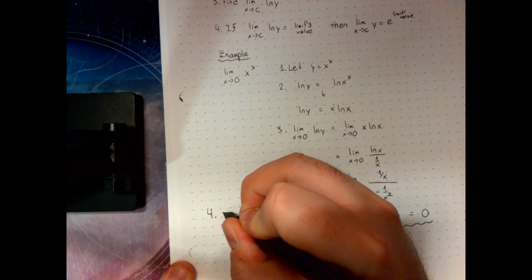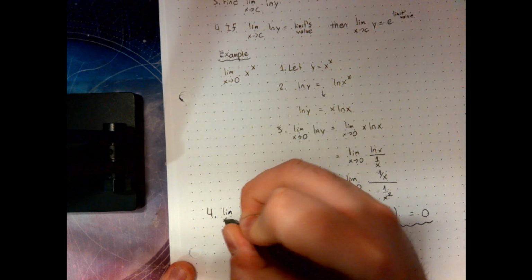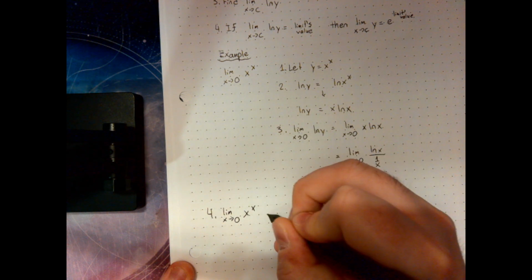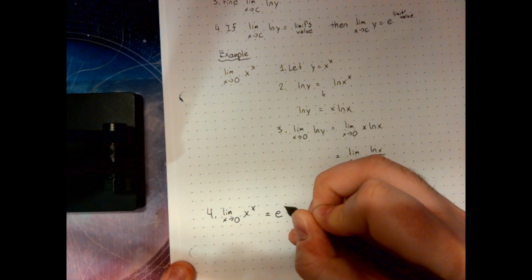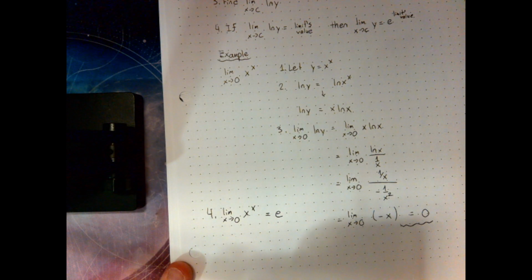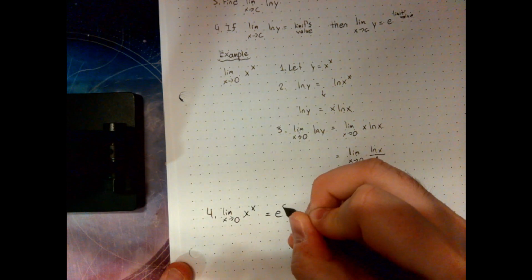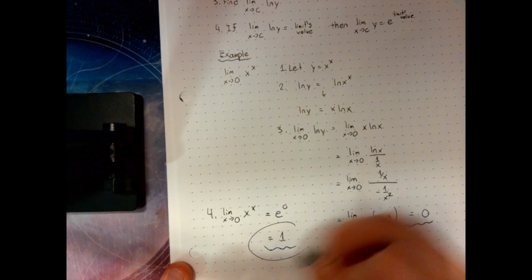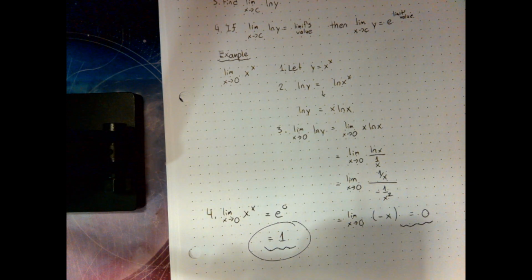So I do the limit as x approaches 0 of x to the x is equal to e to the power of the value of my limit, and the value of my limit is 0. And e to the power of 0 is just equal to 1. So this is our answer for that example.